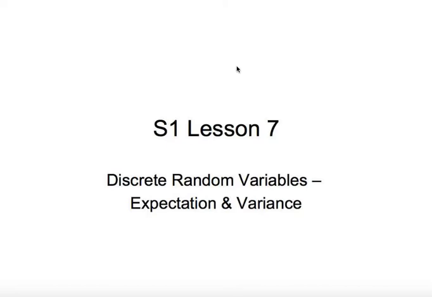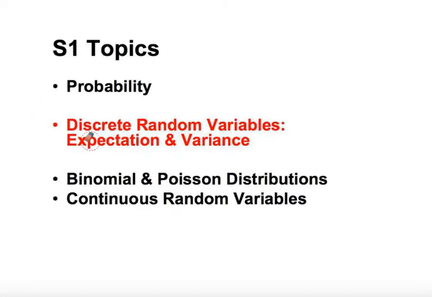Welcome to S1 Lesson 7, Discrete Random Variables, looking at expectation and variance. Let's quickly recap where we are in the S1 syllabus. At this point in time, we've covered probability, we've done the introduction to discrete random variables. In this video, we're going to look at the expectation and variance and everything that we can do with them. And that will complete the discrete random variables topic.